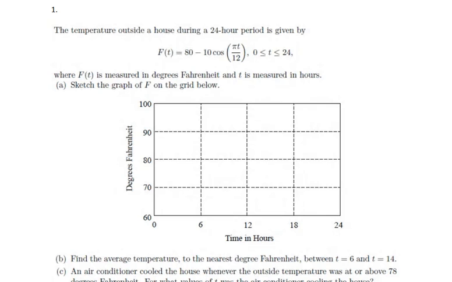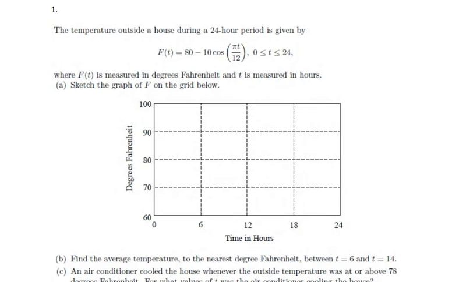So with this problem, we have the temperature outside of a house during a 24-hour period given by the function capital F of t is 80 minus 10 times cosine quantity pi t over 12 for t between 0 and 24, where capital F of t is measured in degrees Fahrenheit and t is measured in hours. So the first thing that we want to do is to sketch the graph of f on the grid below. And to do this, we're going to bring in the graphing calculator.